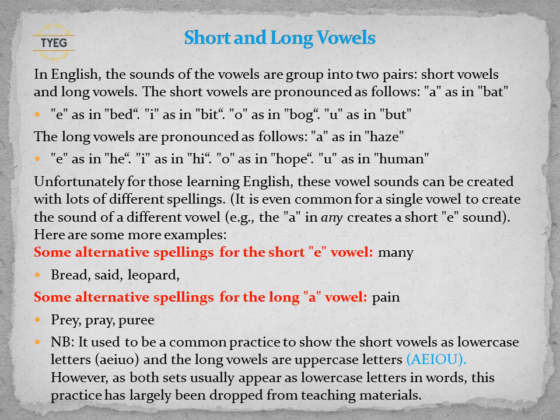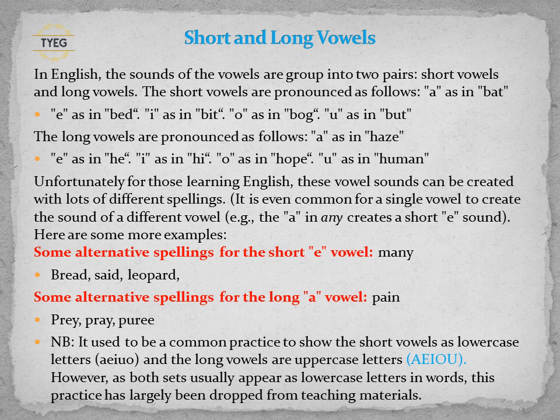Unfortunately for those learning English, these vowel sounds can be created with lots of different spellings. It is even common for a single vowel to create the sound of a different vowel. For example, the A in any creates a short E sound. Here are some more examples. Some alternative spellings for the short E vowel: many, bread, said, leopard. Some alternative spellings for the long A vowel: pain, pray, puree.